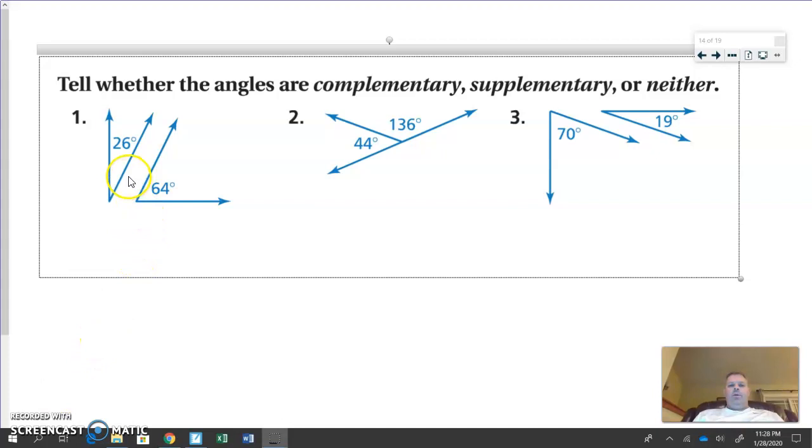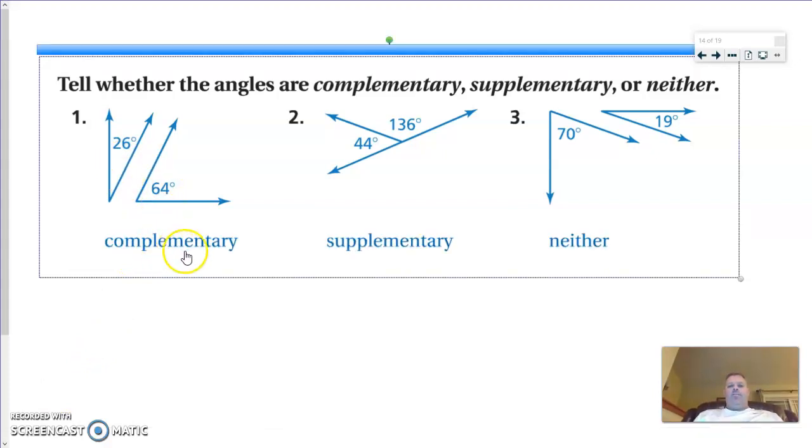In example 1, 26 plus 64 equals 90. That is complementary. In the second one, 44 plus 136 is 180. Therefore, it is supplementary. 70 plus 19 is 89, which is neither.